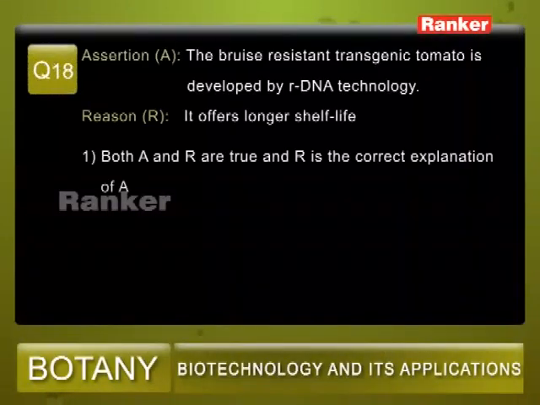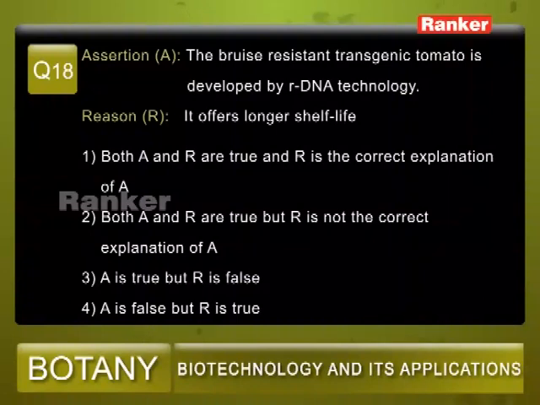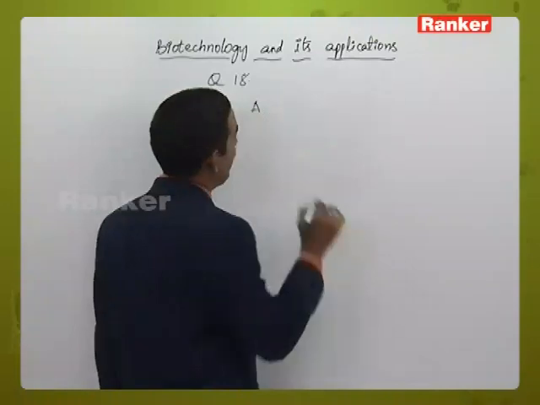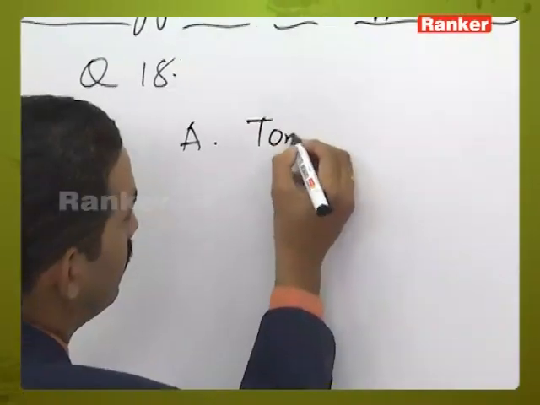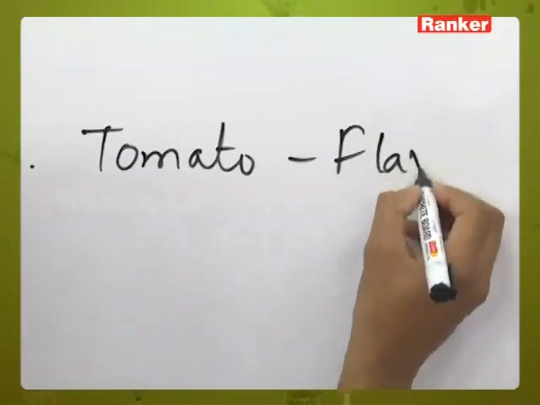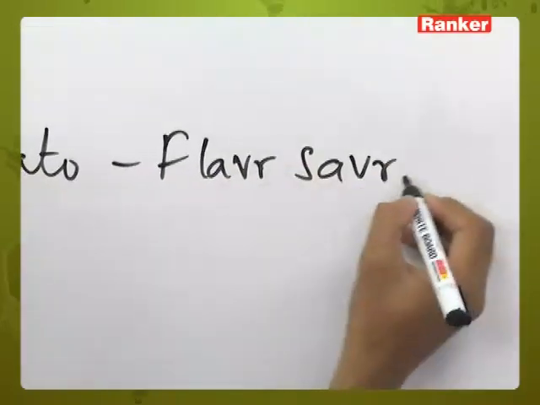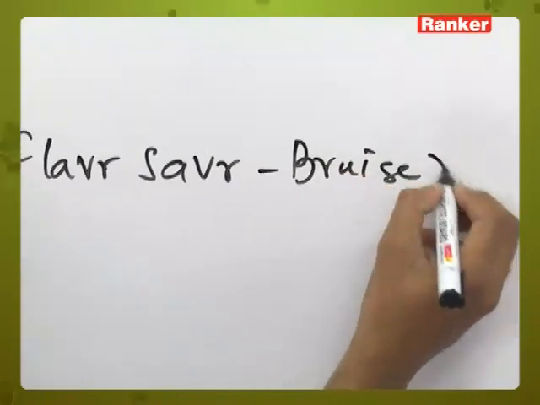Question number 18, assertion: The bruise-resistant transgenic tomato is developed by rDNA technology. Reason: It offers longer shelf life. Options: 1, both A and R are true and R is the correct explanation of A. 2, both A and R are true but R is not the correct explanation of A. 3, A is true but R is false. 4, A is false but R is true. Okay, here in the assertion statement, as we have already studied, in tomato the Flavr Savr variety had been produced which has the bruise-resistant property.